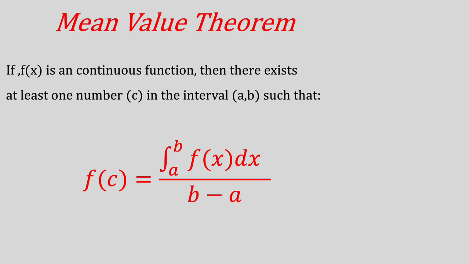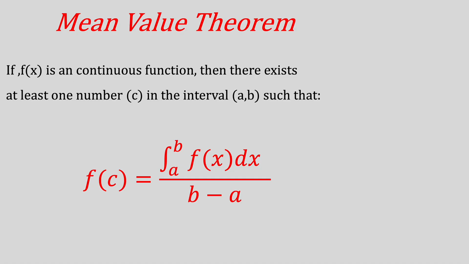We call this value the average value of the function, or the mean value of the function. So if we are asked to find the mean value of a function, that means we need to take its definite integral from a to b and then divide by b minus a.